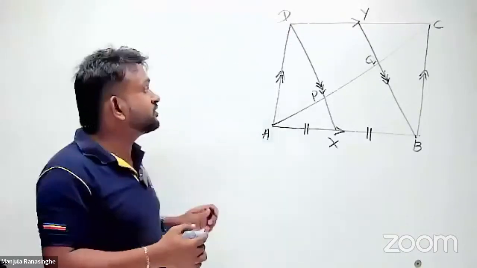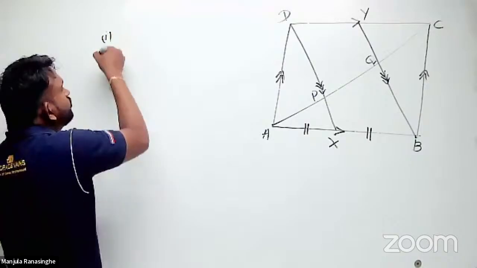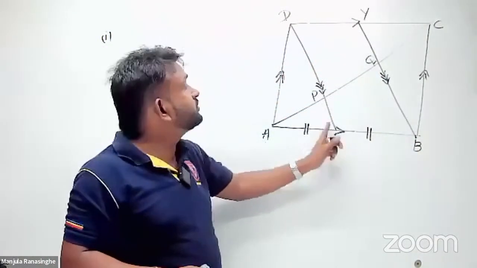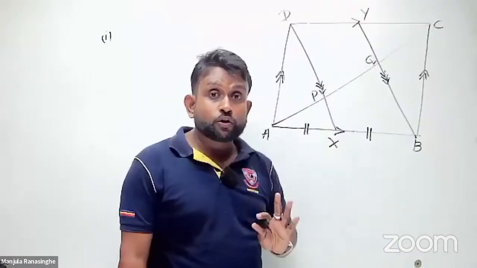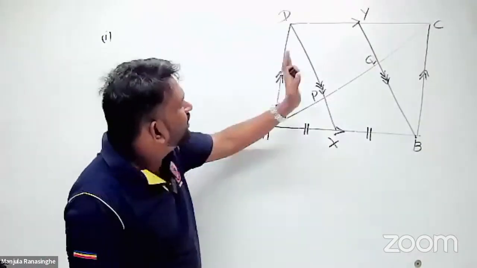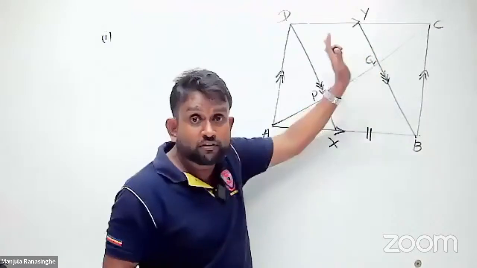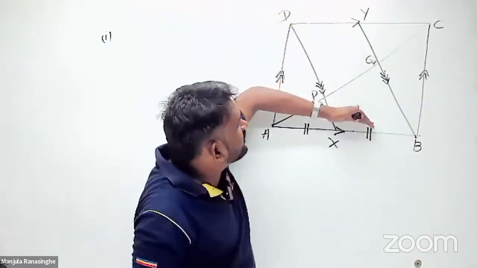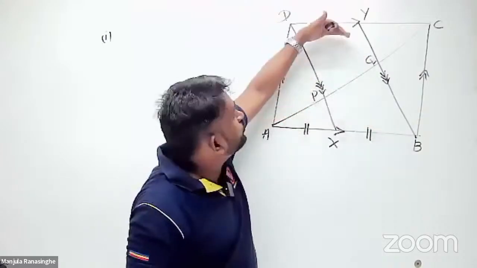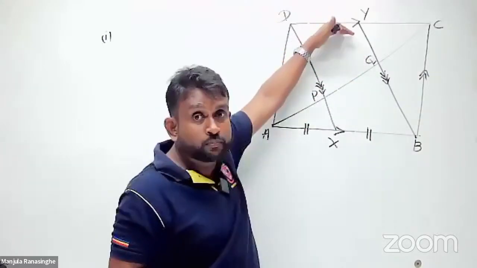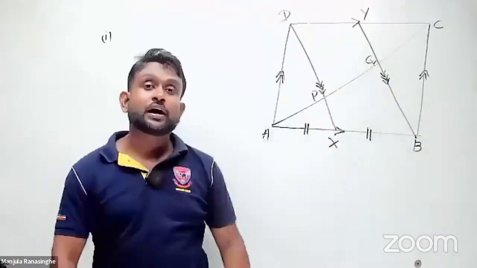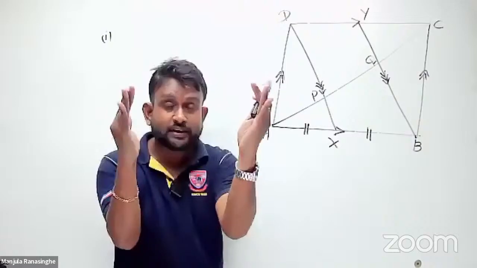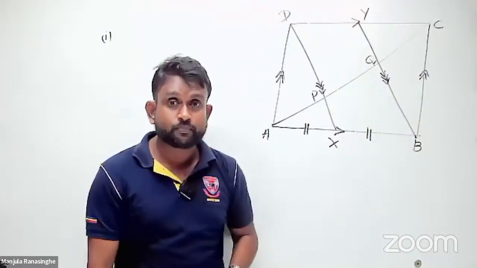Right. So first part is saying that to prove that YBXD is a parallelogram. So now you can see these two sides, they have given parallel as well. Due to the bigger one being a parallelogram, these two are also parallel. Now you can see that opposite sides, both pairs, are parallel. Then that is a parallelogram, right?